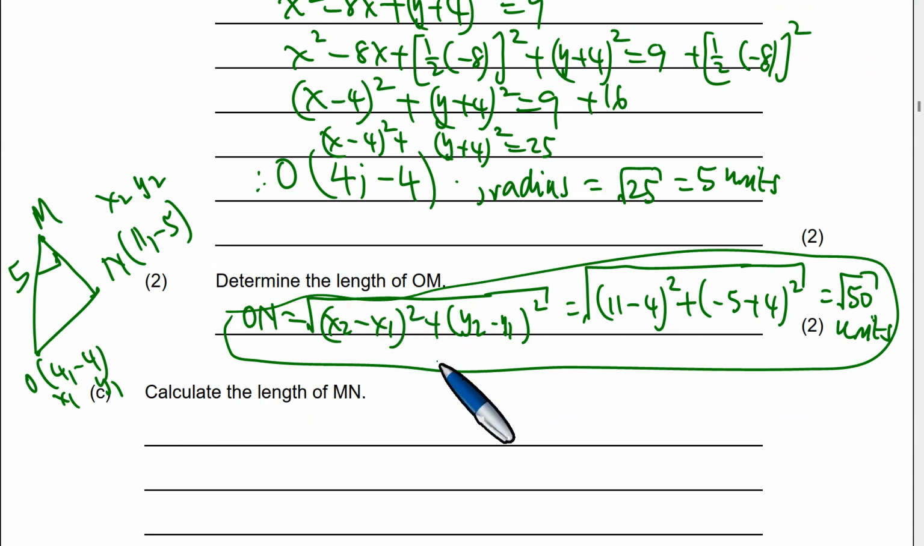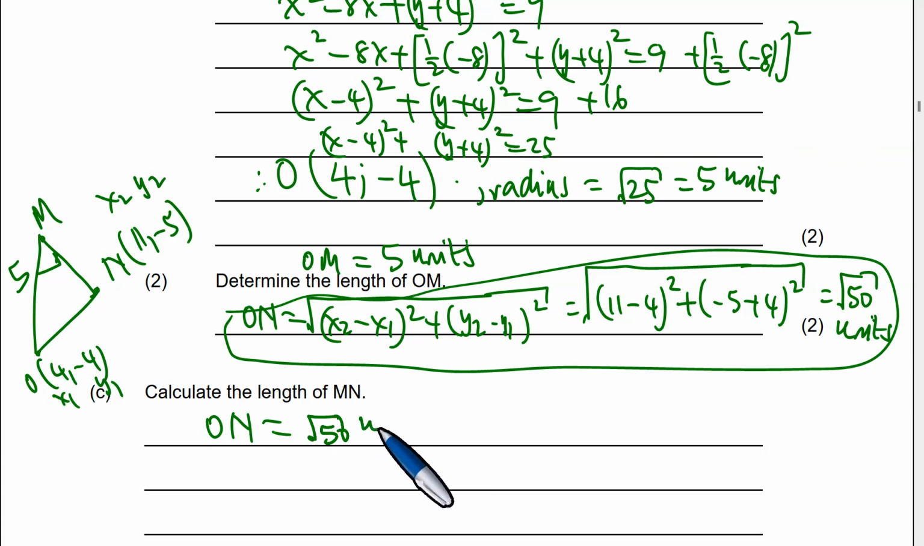So what is the length of OM? OM is the radius of the circle, and we got that there. So OM is equal to 5 units, the distance from the center to the circumference of the circle. Then if you look at C now, we're looking for the length of MN. So that is what we need to calculate. But we've already got the length of ON, and the length of ON is the square root of 50 units.